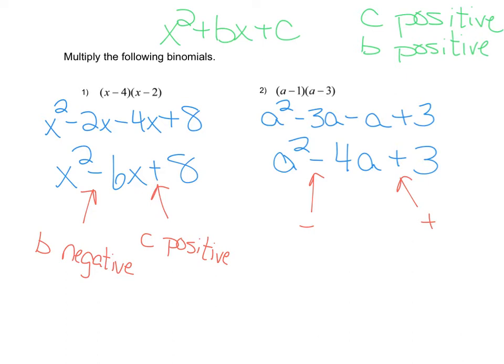The next thing to notice is we're still looking at a sum and a product. 8 is the product of -4 and -2, and b here is the sum of -4 and -2. Still a sum, still a product. 3 is the product of -1 and -3. -4 is the sum of -1 plus -3. Okay? So still a sum, still a product, and those signs are what determine what we're going to put in our binomials when we factor.